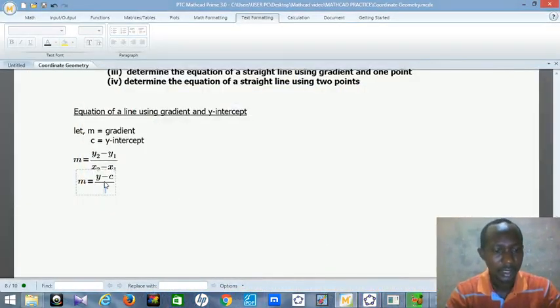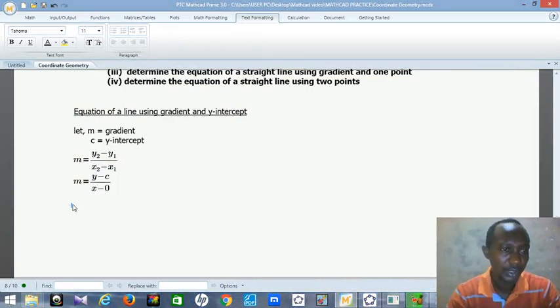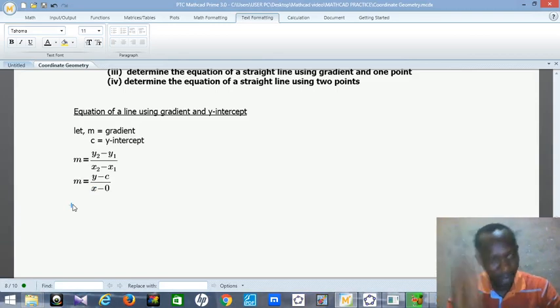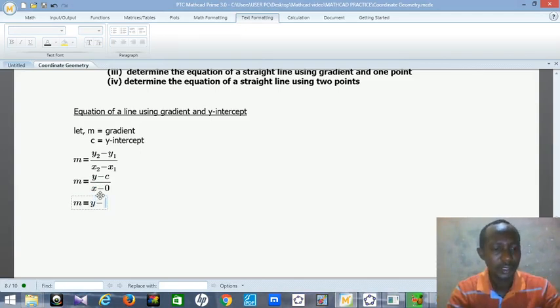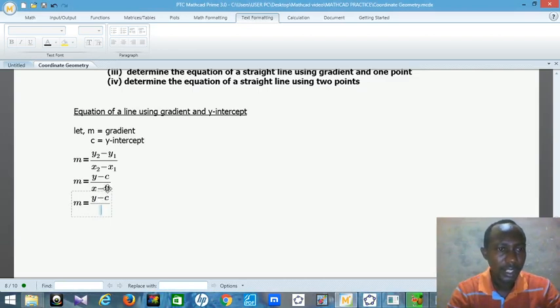Then this is x minus 0. Alright, so now let's solve and get our equation. If I keep solving, I'm going to have m is equal to y minus c divided by x minus 0. Zero means nothing, so x minus 0 will give us x.